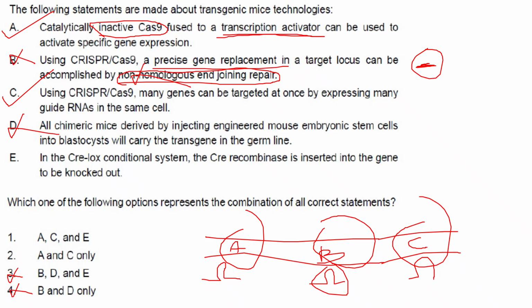Now this mouse will have cells from the blastocyst as well as from the injected embryonic stem cells. Okay, so far you have understood. So now what they have told is: a chimeric mouse derived by injecting engineered mouse embryonic stem cells into a blastocyst.